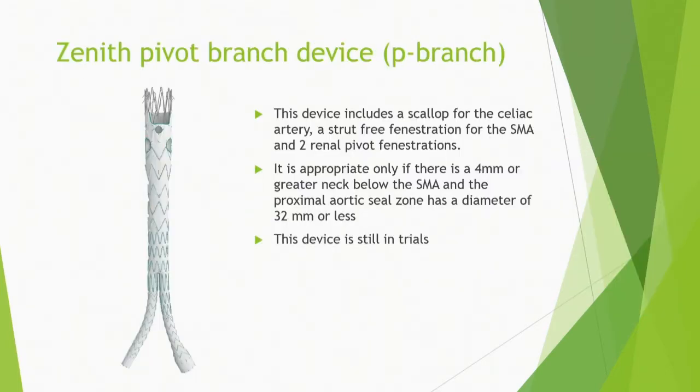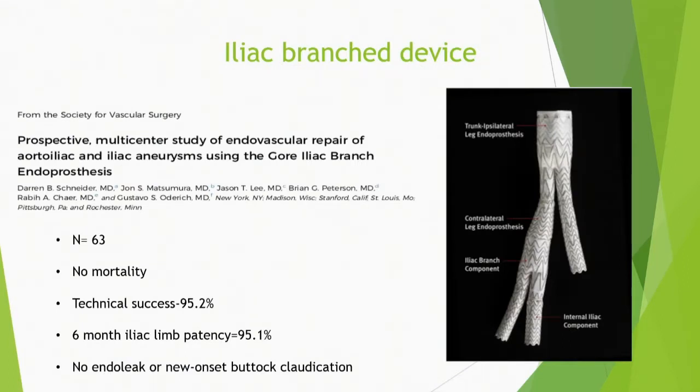This is the P-branch device, which expands treatment options to a neck length of 4 millimeters below the SMA. And this device is still in trials, but when it becomes commercially available, will enable us to expand our treatment options to pararenal aneurysms. The Iliac branch device is a device that was recently approved by the FDA last year and has shown excellent short-term outcomes for treatment of iliac artery aneurysms.